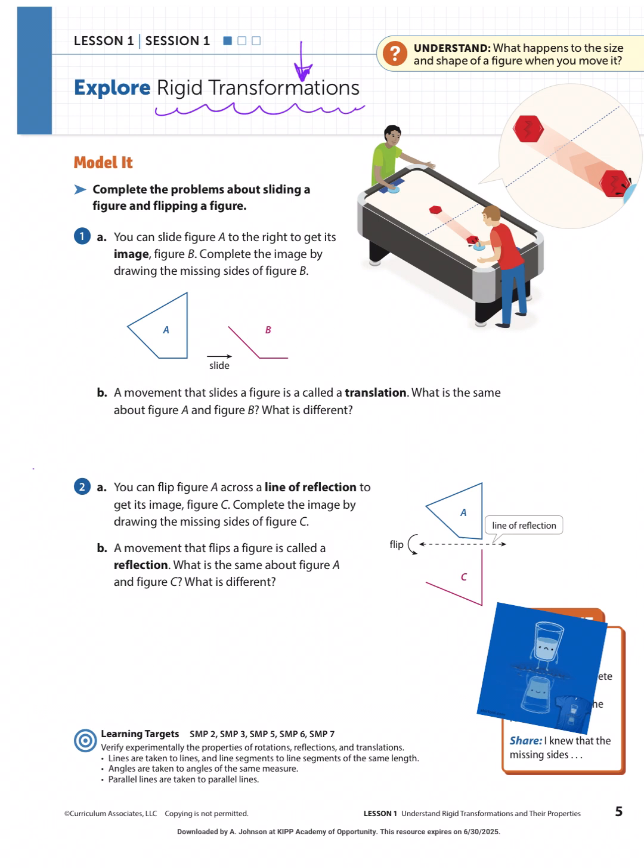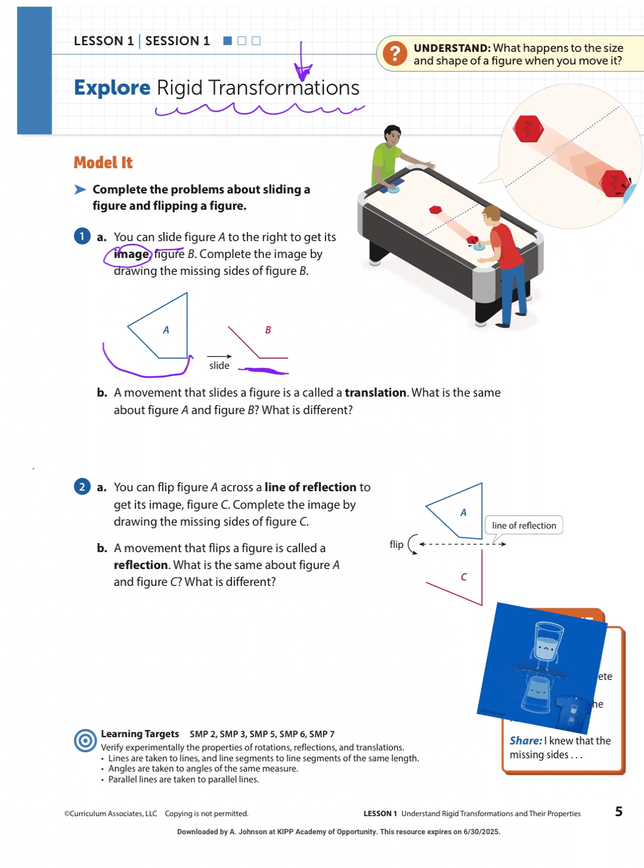So if you look at our model, we read our first question. It says you can slide figure A to the right to get its image, figure B. And so they want us to complete the image by drawing in the side. So here we have all of figure A. And then for figure B, they've only given us two of the sides. So we need to figure out, what does figure B look like? And it's supposed to look just like figure A.